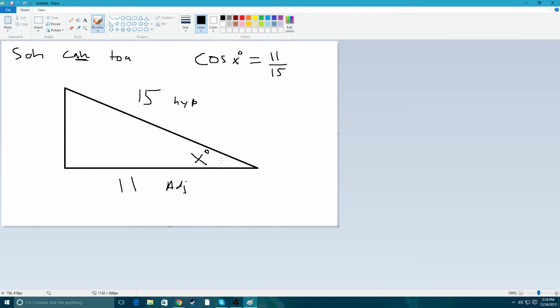Since we're trying to find an angle, we're going to use something called cosine inverse. So to get x by itself, we do cosine inverse of both sides. So that crosses out the cos, and we get x equals cosine inverse of 11 over 15.